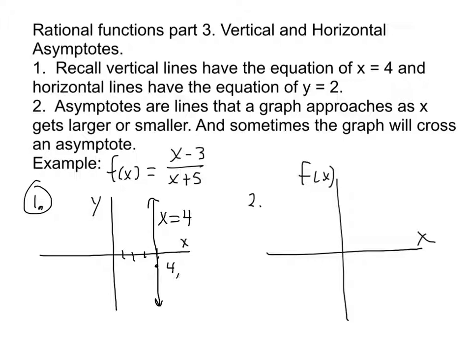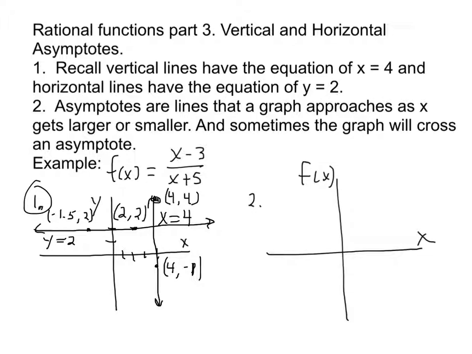This point would be 4, negative 1. A point up here might be 4, 4. A horizontal line crosses the y-axis, in this case y equaling 2, where every point on this, maybe that's a negative 1.5, comma 2, or over here we have 2, 2, where every point on this line has a y-coordinate of 2.